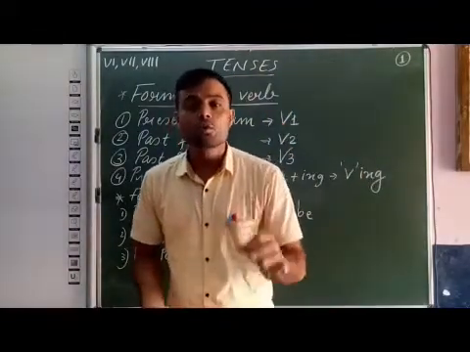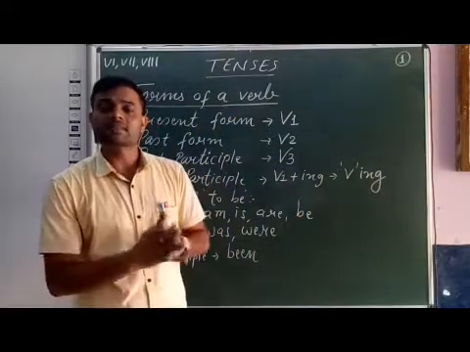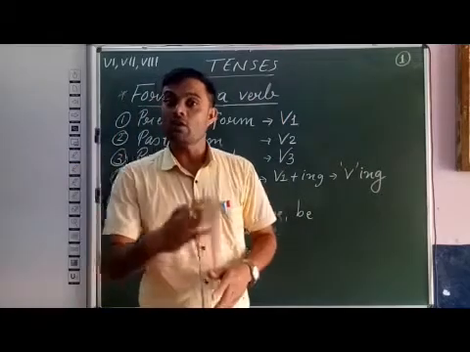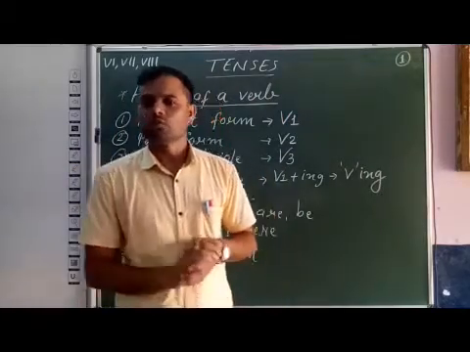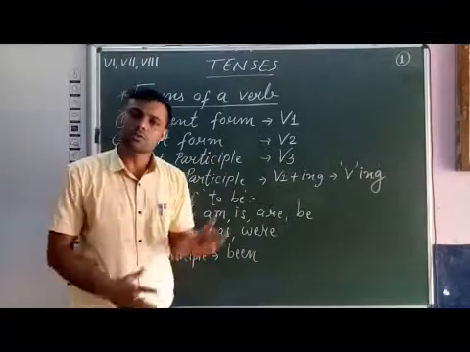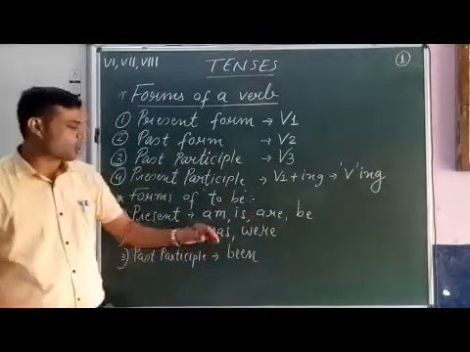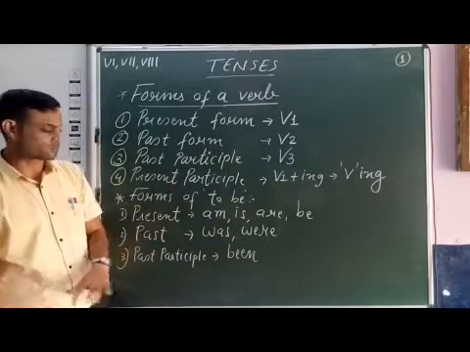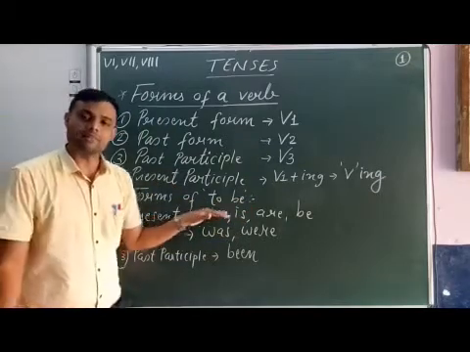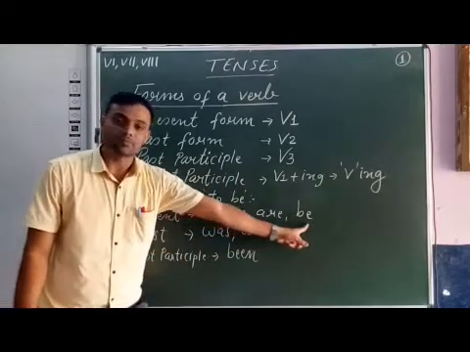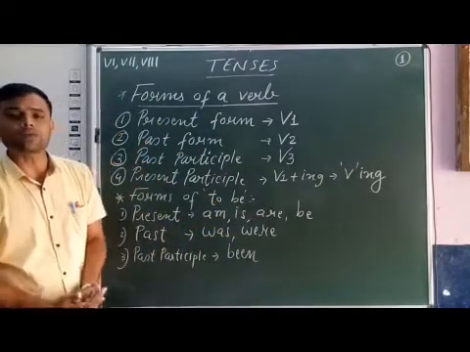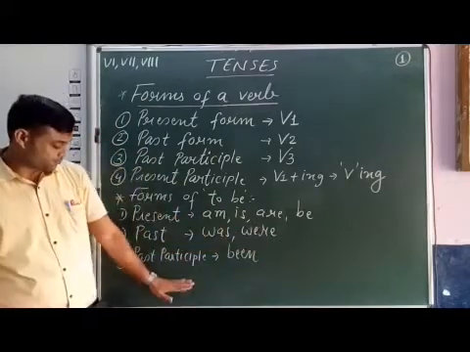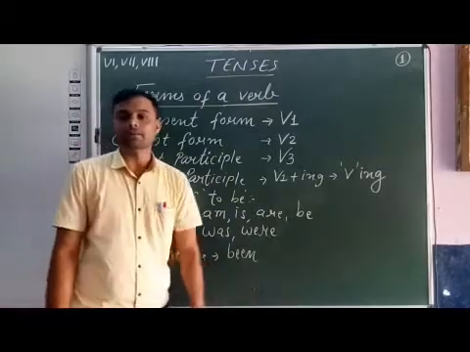Remember students, to be forms we use in six continuous tenses. Even in passive voice, we also use to be forms. So here I would like to inform you the different forms of to be. To be, it is also a verb. Now its forms: present form, that is am, is, are, and be itself. Then past form of to be, that is was and were, and past participle, that is been.